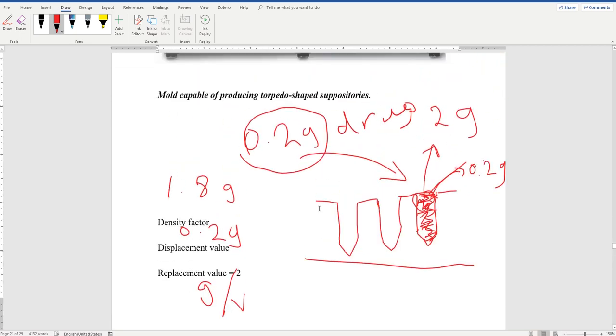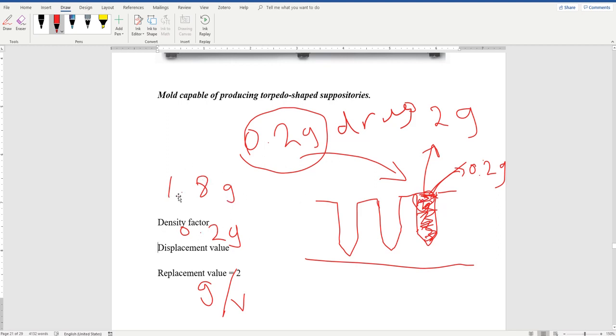So, still, it's not very clear how we can use the density factor in such calculations. First, let me explain this. If 0.2 gram of the drug displaces 0.1 gram from the base, and this is the replacement factor, then what will be the weight of the medicated suppository? Okay, I will remove 0.1 from here. I will add 0.2. What do we get? Look.